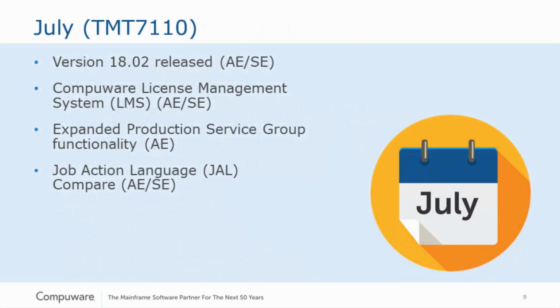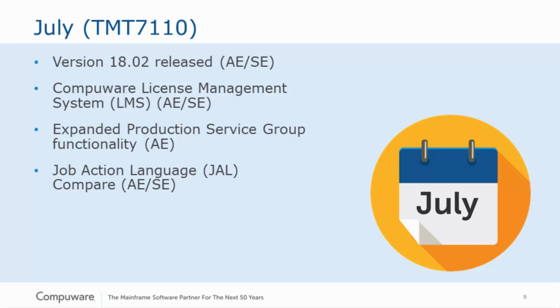So that brings us to July, and this is TMT 7110 for those of you keeping track at home. And that was version 1802. So we put out a new release, and we called it 1802 to correspond to the Compuware naming standards for our releases, and that was both for AE and SE. So this was sort of the beginning of our Compuwareization of ThruPut Manager.